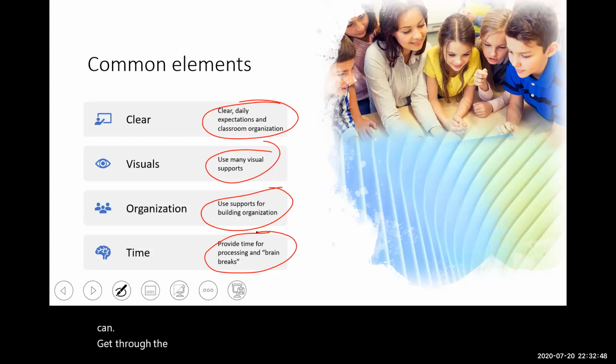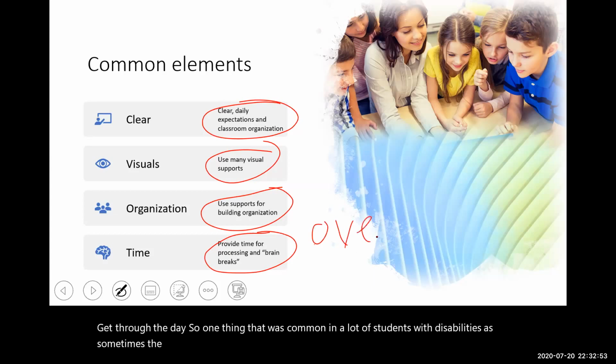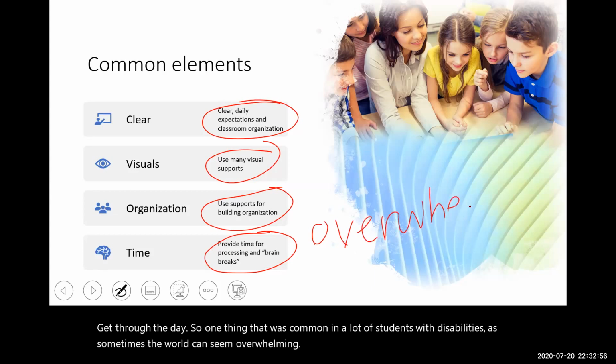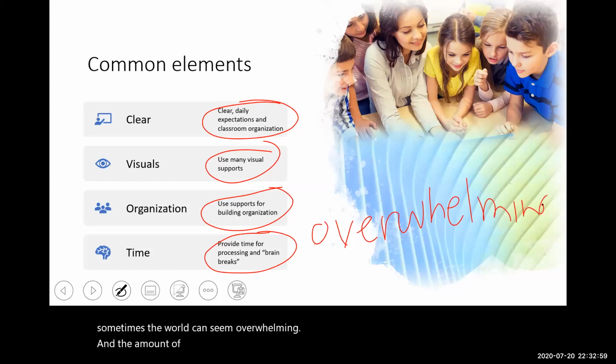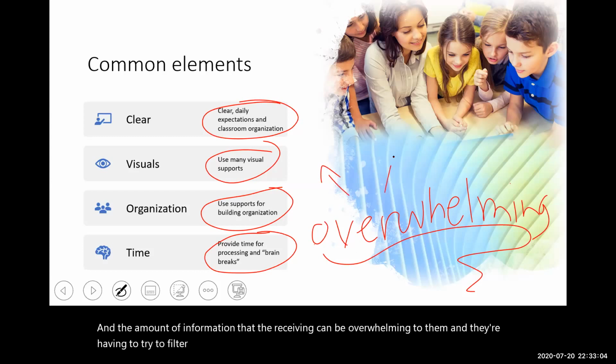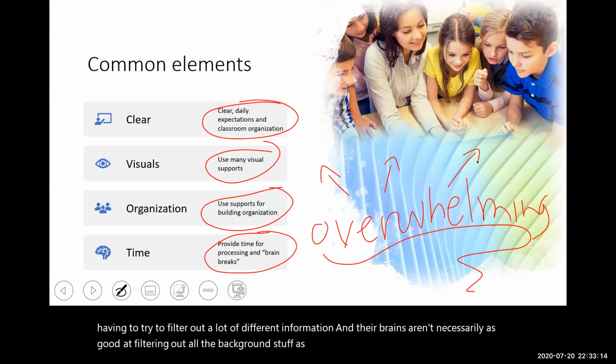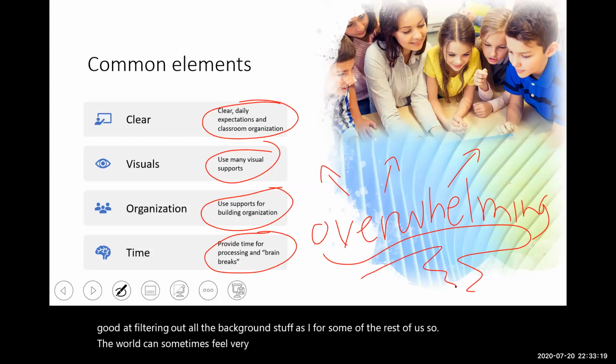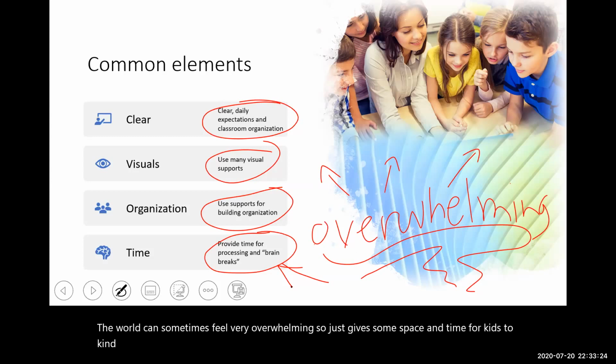So one thing that was common in a lot of students with disabilities is sometimes the world can seem overwhelming, and the amount of information that they're receiving can be overwhelming to them. And they're having to try to filter out a lot of different information, and their brains aren't necessarily as good at filtering out all the background stuff as for some of the rest of us. So the world can sometimes feel very overwhelming. So just give some space and time for kids to think and have a break and a timeout.